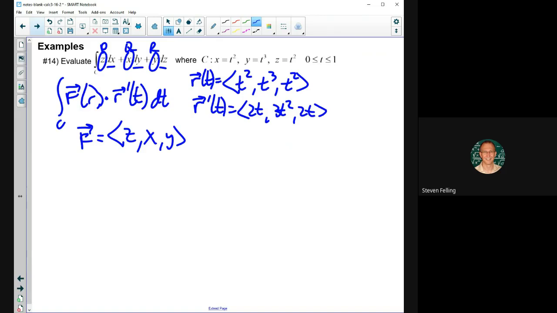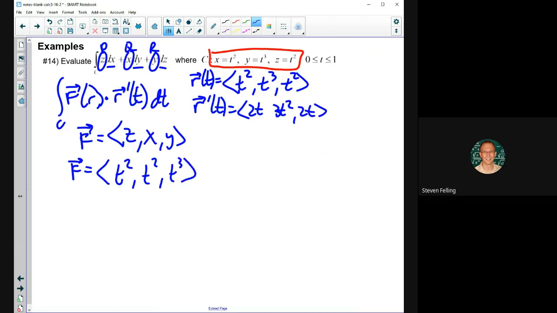Okay, I actually want to express this in terms of the parameter, which is t. So if I want to replace these, here are the parameterizations for x, y, and z. We're going to replace those things. So z gets replaced with t squared, x gets replaced with t squared, and y gets replaced with t cubed. So that's the vector field. Okay, I'm going to have to take the dot product now.